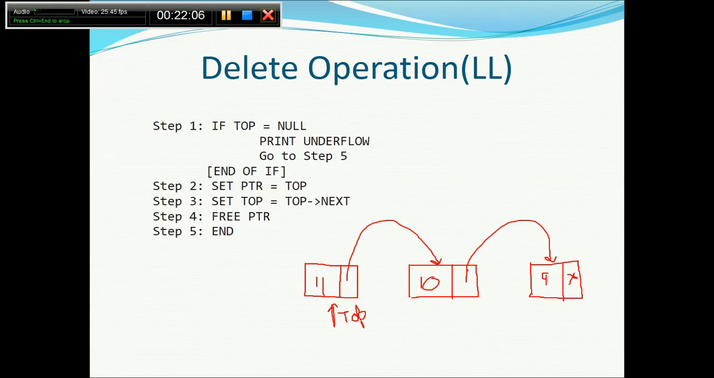list. It says if top is equal to null, but top is not null, so the underflow condition will not execute. We'll go to step number 2. It says whatever the top has, the address of this node, copy to the PTR. So the PTR will point to this node. And then top is equal to top next. So for this node, what is next? This one. So top will start pointing to this node. Top is pointing to this node now.